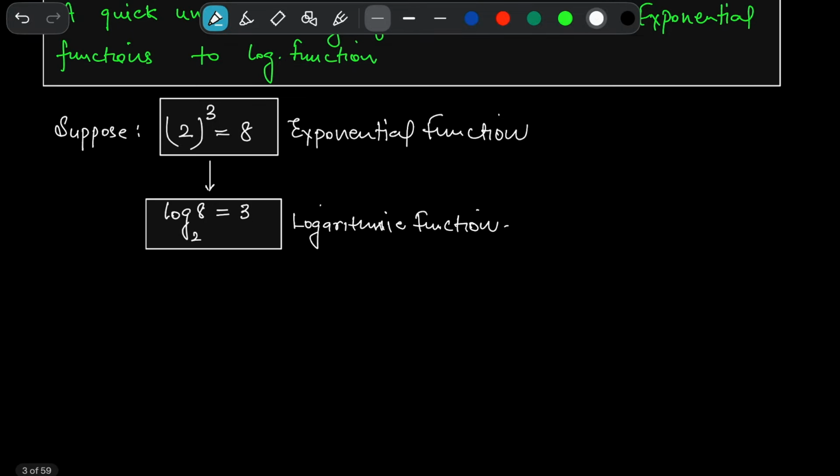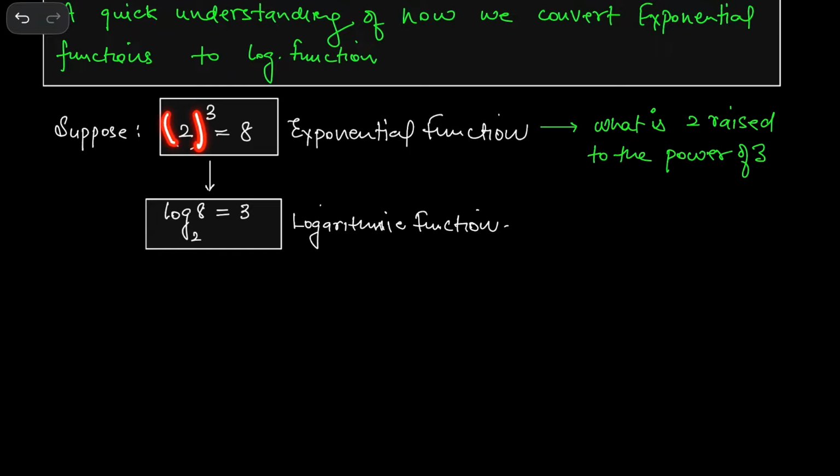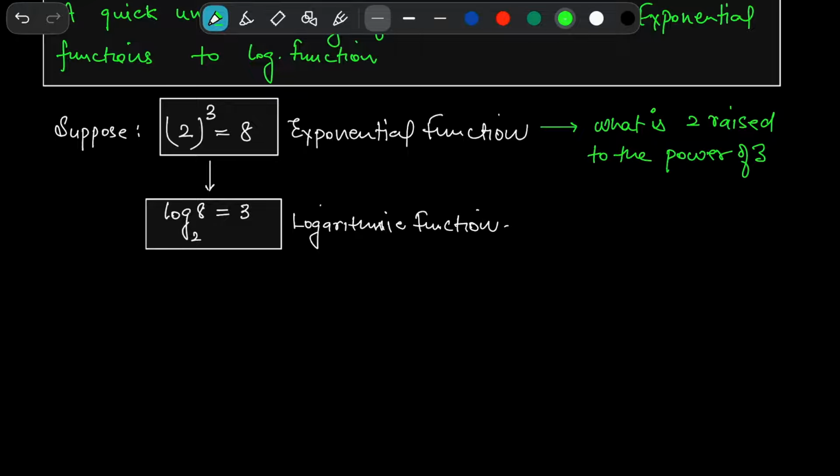Now what we need to understand is what this particular expression means. If we analyze, the exponential function tells us what is 2 raised to the power of 3. Try to understand this. I have written 2 with the power 3 and the answer is 8. That means the exponential function tells you what is 2 raised to the power 3, and the answer comes as 8, right? Now we will try to understand what a logarithmic function is trying to convey to us.